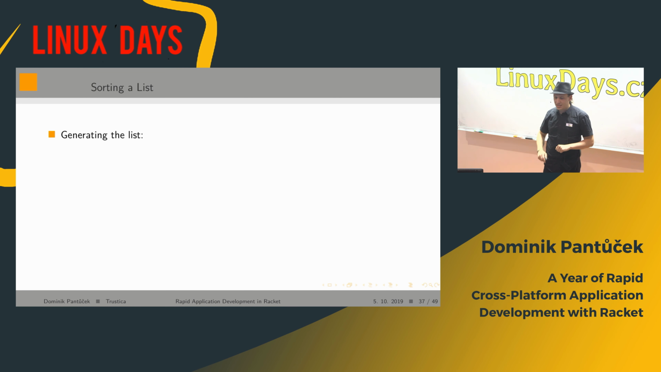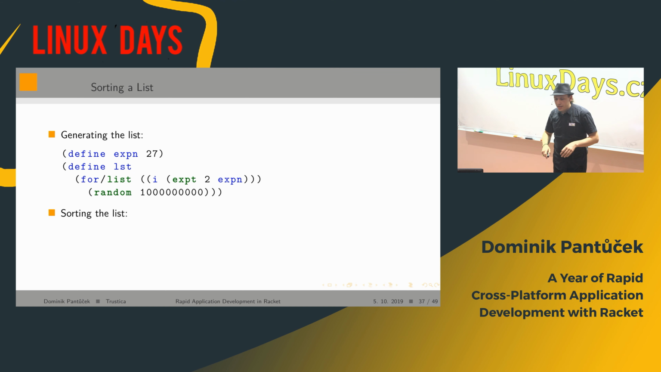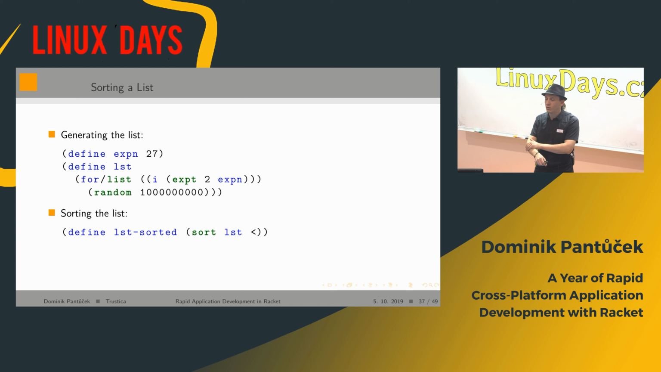First, with the lists. To test the idea, I created a list of 2 raised to the power of 27 numbers. Rather simple. You can use the simple for form, which creates a list with whatever you provided. Actually, this is not a function implemented by the Racket runtime. It's just a syntactic form someone wrote for Racket. It's rather cool. And then you sort it, of course, using the sort function. That's not worth a talk, is it?